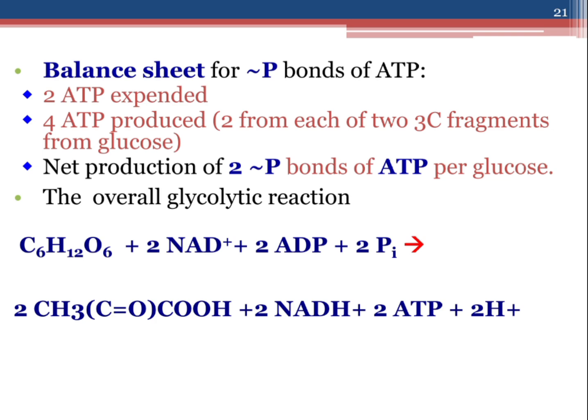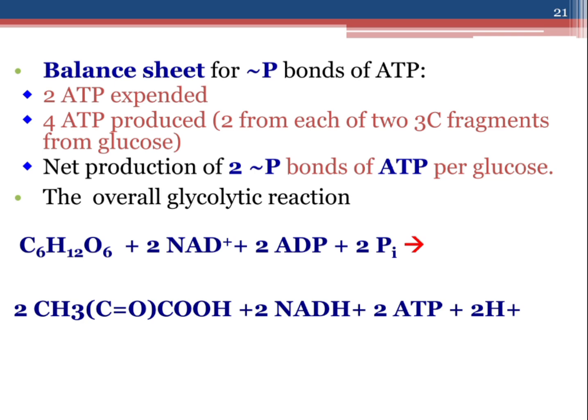But we have produced 4 ATP molecules. One pair was produced when we were converting 1,3-bisphosphoglycerate to 3-phosphoglycerate. That produced 2 ATP molecules. Then the other pair was produced when we were converting phosphoenolpyruvate to pyruvate. So we have 2 pairs, 4 ATP molecules produced. Now, we have a net of 2 ATP molecules. Why? Because we subtract the 2 that we used, so we end up with 2.